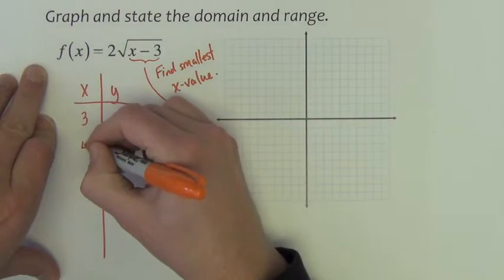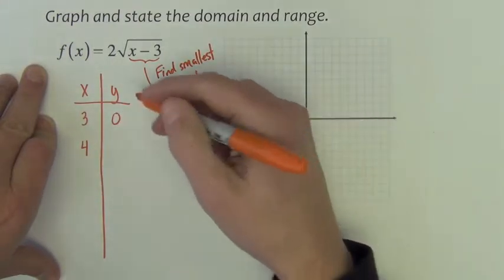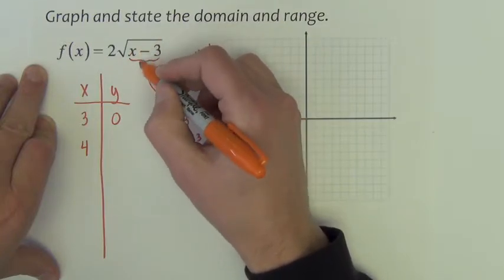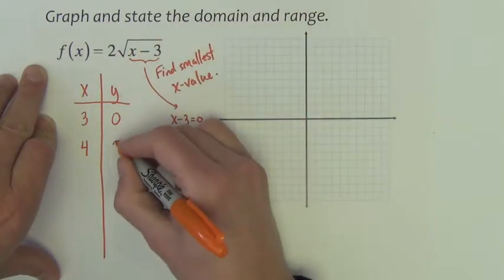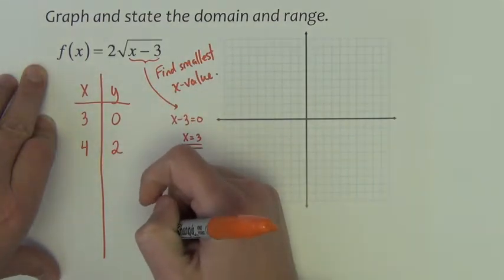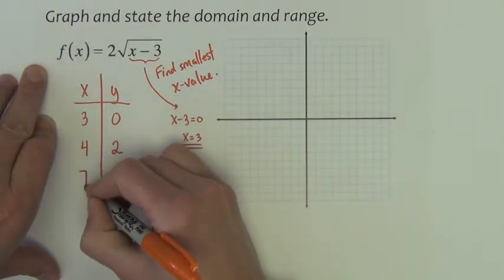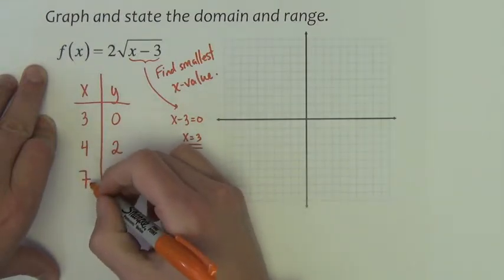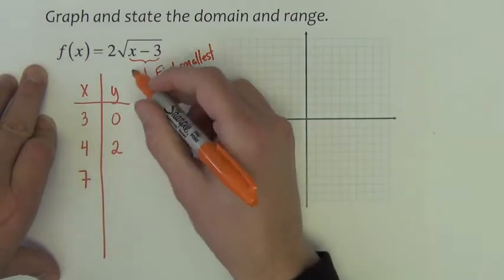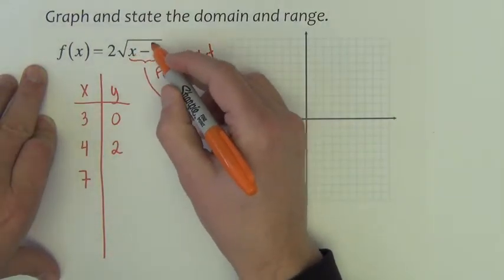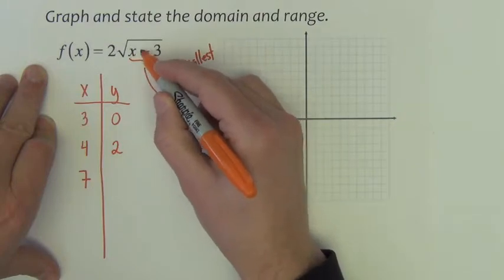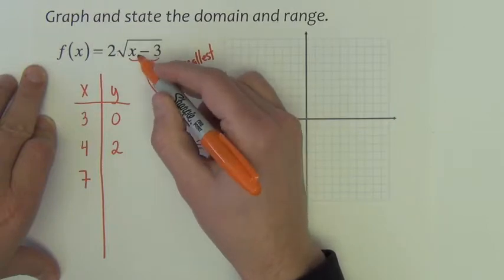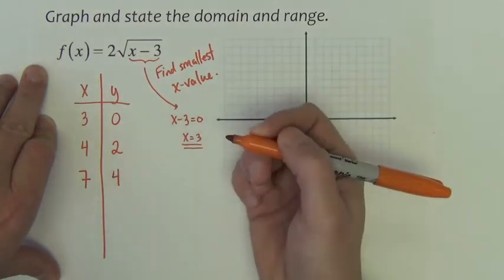Okay, I might try the next number after 3, 4. 4 minus 3 is 1. Square root of 1 is 1. 2 times 1 is 2. Okay, now I'm going to skip to 7. Notice I'm trying to build this like the parent function. I'm going to skip to a number that, when substituted for x here, makes a perfect square under the square root. 7 minus 3 is 4. Square root of 4 is 2. 2 times that 2 is 4.